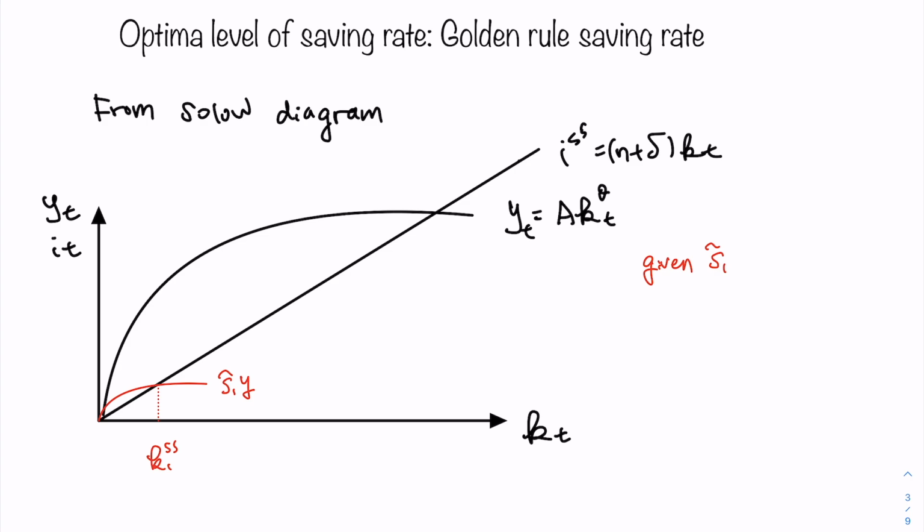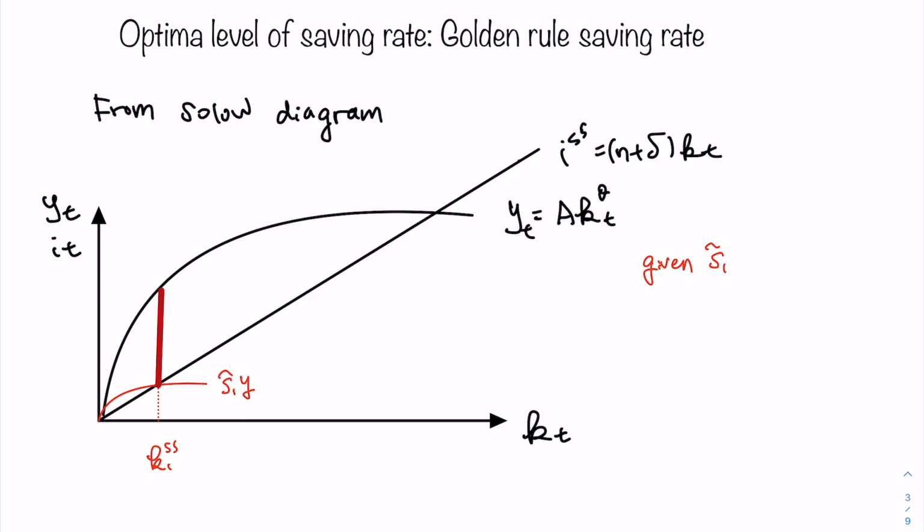From here, because the saving equals the investment, we know the level of the output given the K steady state, and the size highlighted in red is the size of the consumption. So this is under a Solow model given the saving rate as s1 tilde.